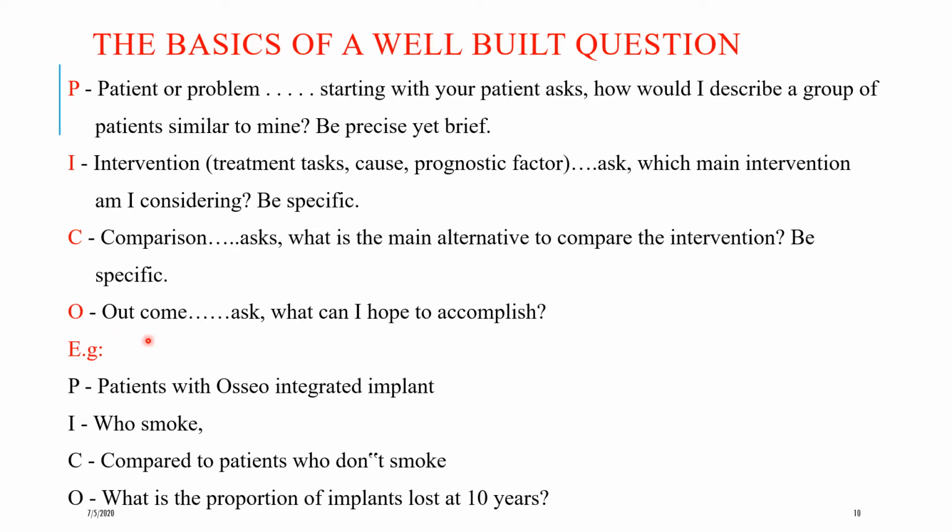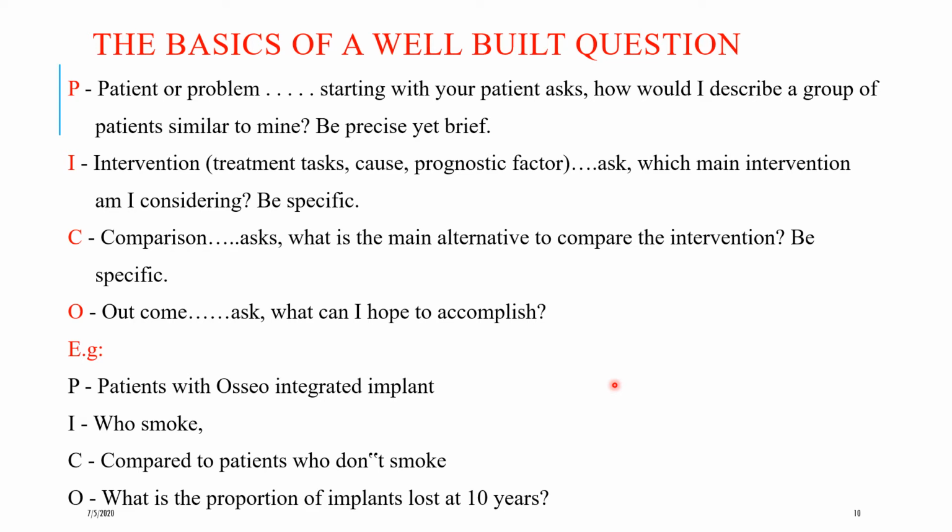So if I give an example for PICO: the first, P, is patients with osseointegrated implants. The intervention is those who smoke, whether we can give this implant to smokers. C is compared to patients who do not smoke. Then, what is the proportion of implants survived after the end of 10 years? That is the outcome.